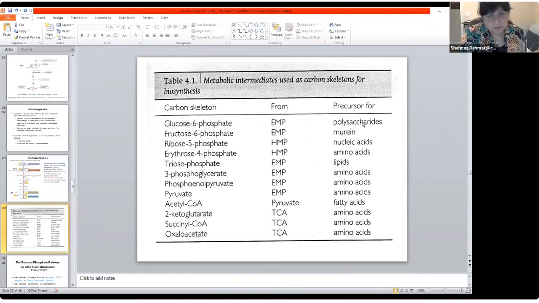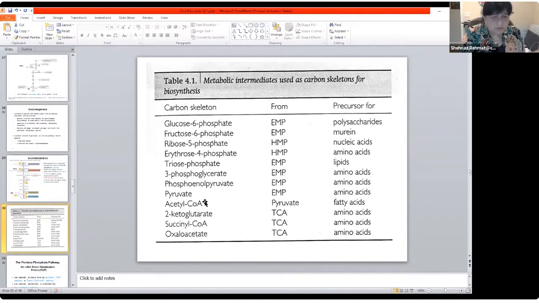So the first one is used as a precursor for polysaccharide. This one is used for murein. And we go down further. The triose phosphates, generated by the EMP, are used for lipid synthesis. Phosphoglycerate, also produced from EMP, is used for amino acids. PEP, generated by the EMP, is also for amino acid synthesis. And pyruvate, of course, as a final product of your EMP, is also used for amino acids.